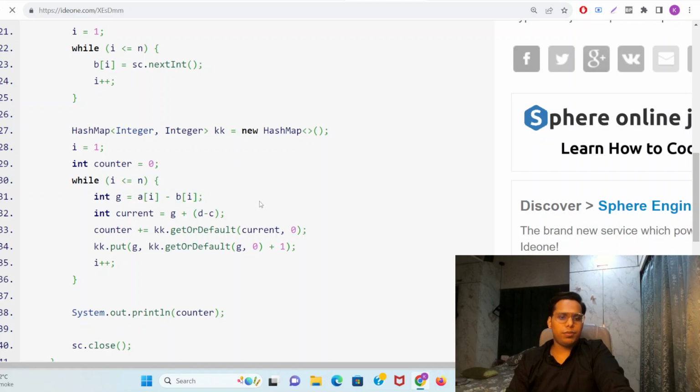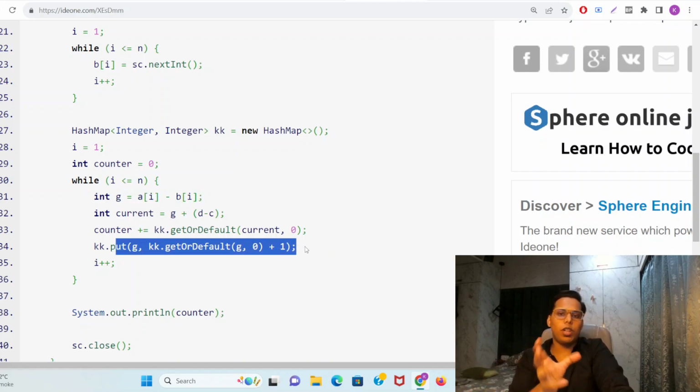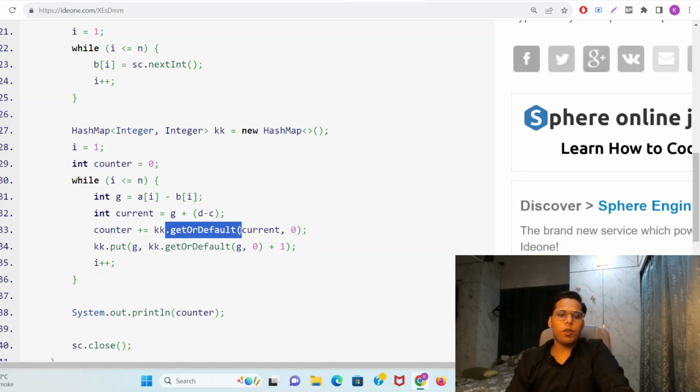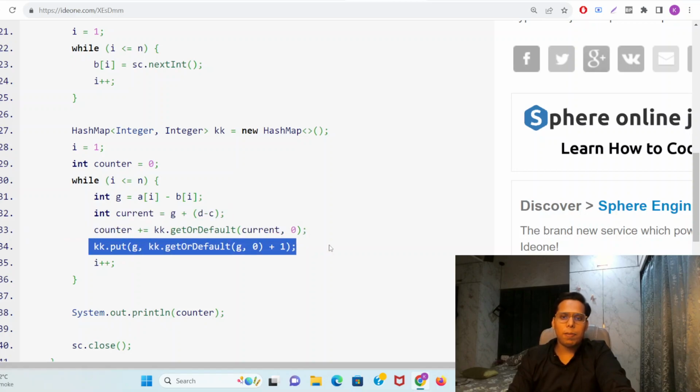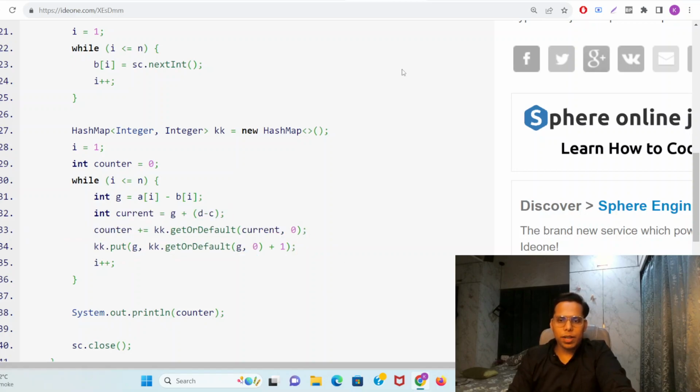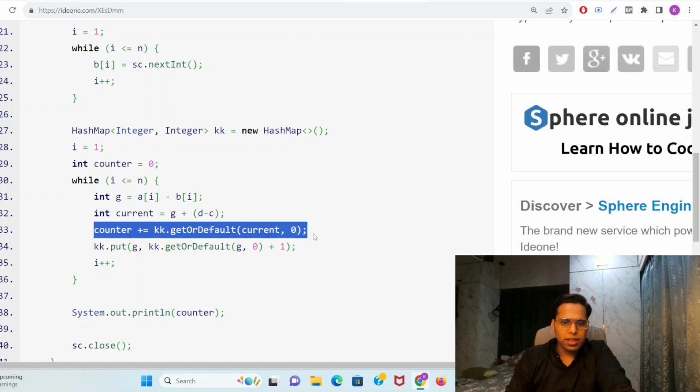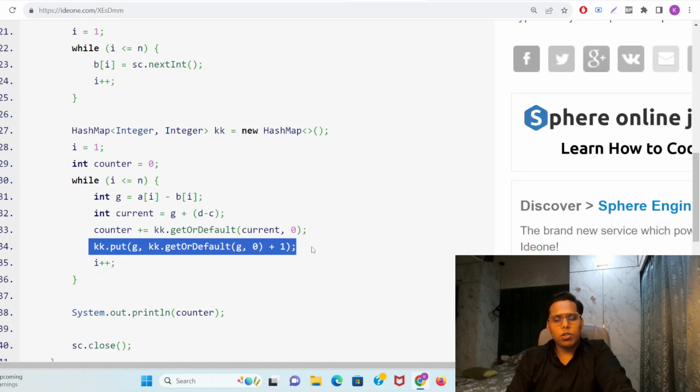So guys, ai minus bi, I update it once I have counted the number of valid pairs. Counter equals counter plus kk.getOrDefault(current, 0). This basically means how many times current is coming as the difference from index 1 to i minus 1, because you have stored the details already in the hash map. I'm updating the map only after this work is done. It's not that you update the map first. If you are at a particular index, first check how many partners can be made on the left side. Once you get the number, then you store your current number also in the hash map.